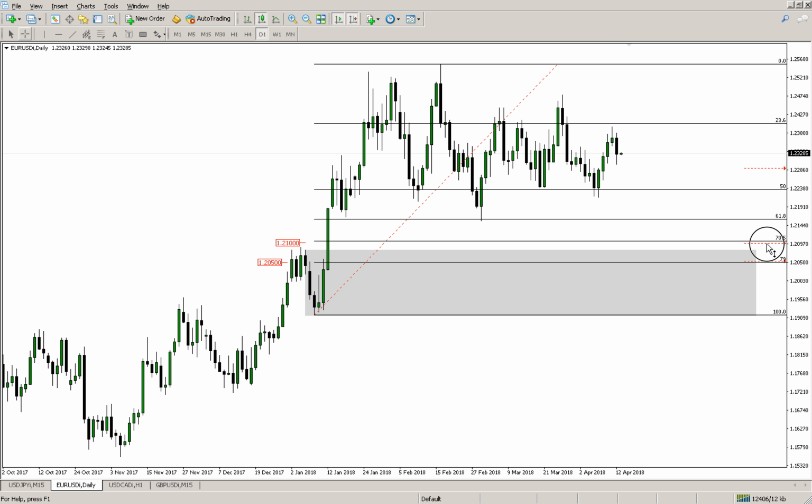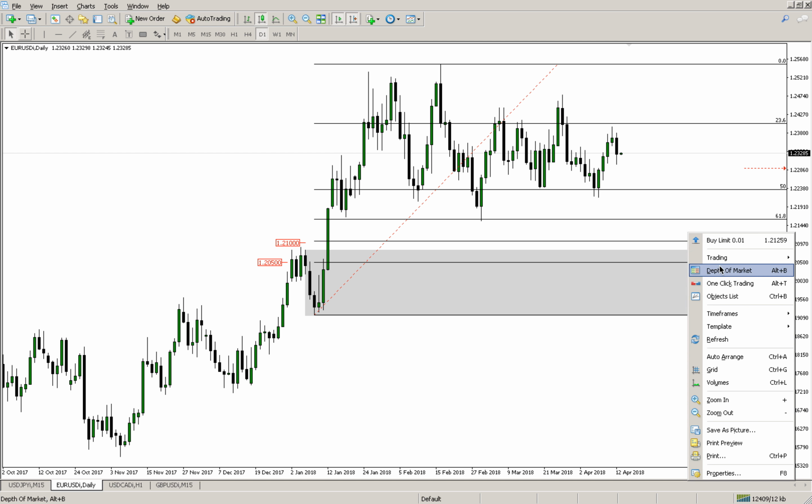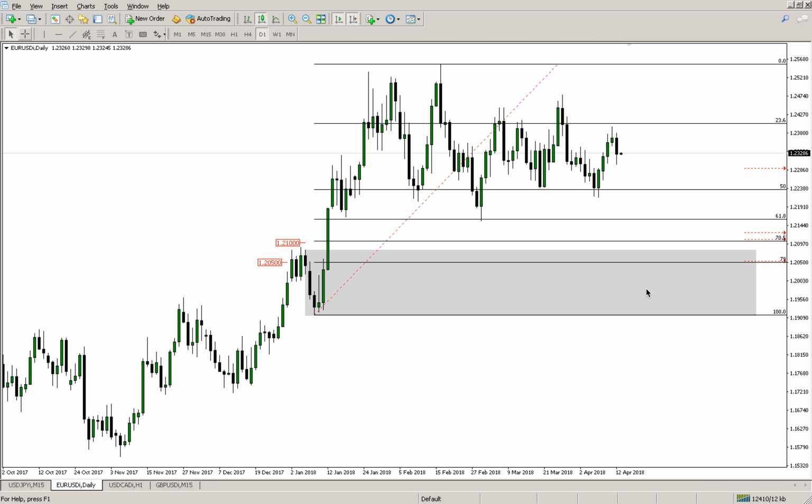So all I've done now is basically just set alerts on MetaTrader to send me alerts when these levels get hit. And if you don't know how to do that, it's really simple. You basically just go trading, alert, and it will set an alert for you at that price level and notify you by sound or via text or email.